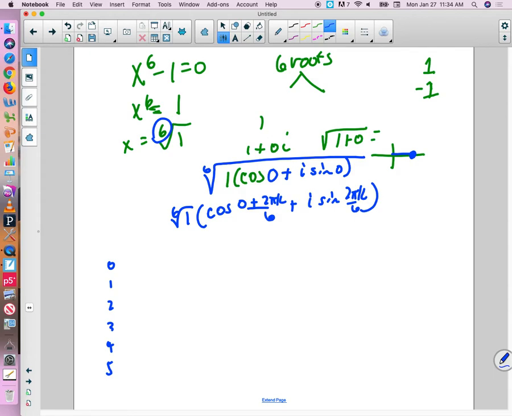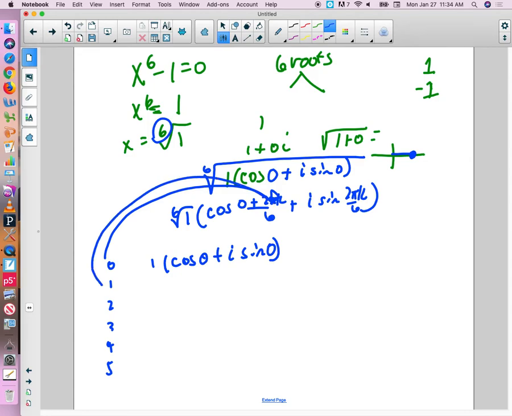Because there should be 6 of them that work. So the 6th root of 1 is obviously 1. When I use 0 for k, I just get the cosine of 0 plus I sine 0. The next one, when I put in 1 for k, I get 1 times the cosine of 0 plus 2 pi times 1 over 6. So I get 0 plus 2 pi over 6, which is pi over 3.